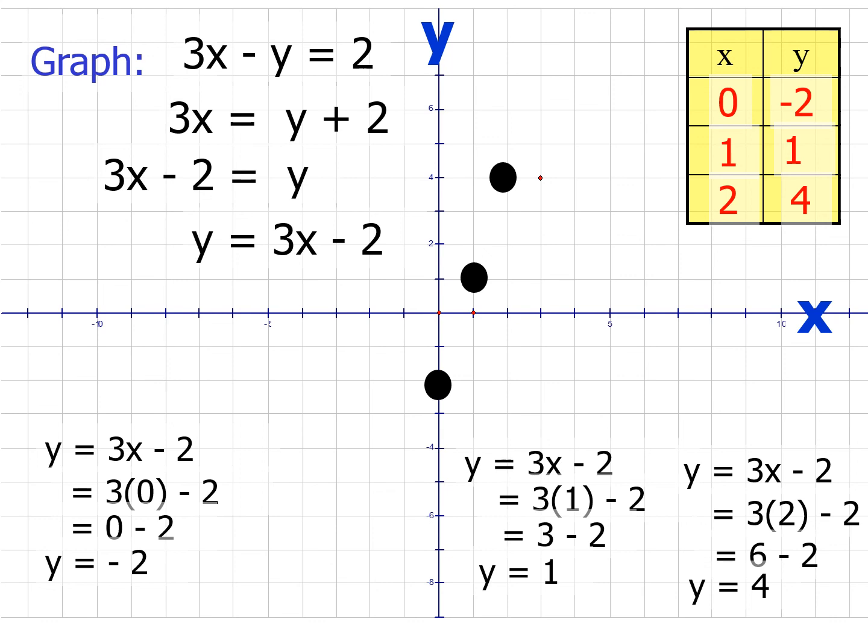After we plot the points, which I know that plotting is very easy for you, you just need to remember your x comes first before your y. Then connect the points, and charan, this is the graph of your y equals 3x minus 2.